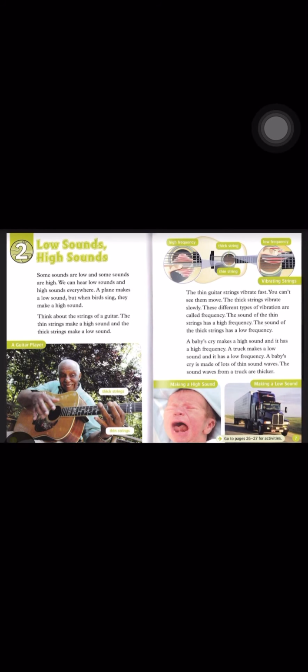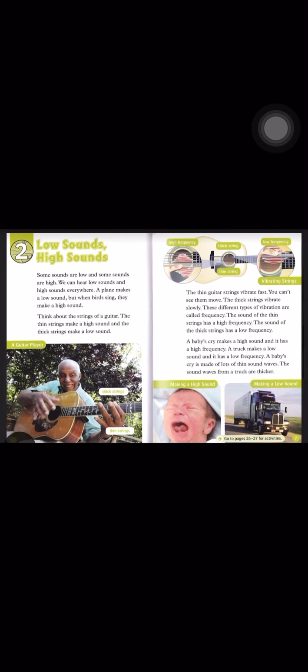Chapter 2. Low sounds, high sounds. Some sounds are low and some sounds are high. We can hear low sounds and high sounds everywhere. A plant makes a low sound, but when birds sing, they make a high sound. Think about the strings of a guitar. The thin strings make a high sound, and the thick strings make a low sound. The thin guitar strings vibrate fast.